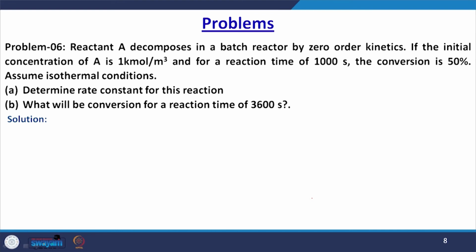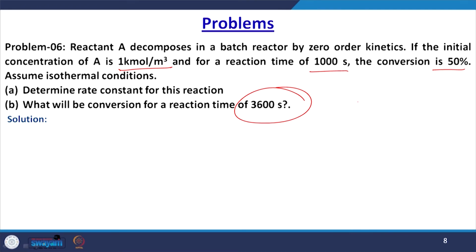Now let us take another example, problem number 6. Reactant A decomposes in a batch reactor by zero order kinetics. If the initial concentration of A is 1 kilomole per meter cube and for a reaction time of say 1000 seconds the conversion is 50%, and you may assume isothermal conditions, then you need to find the rate constant for this reaction, and what will be the conversion for a reaction time of 3600 seconds.